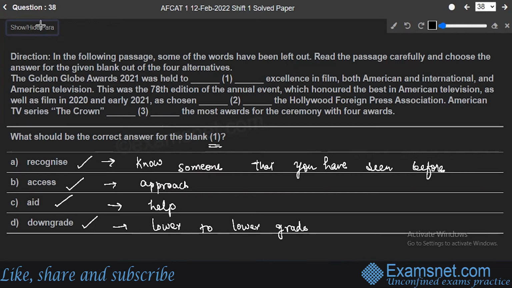So, which is the correct one? Let's read the sentence. The Golden Globe Awards 2021 was held to dash excellence in film. Recognize, not approach, not help, not downgrade. It was used to recognize excellence in the film. So, this is the correct answer, option A.